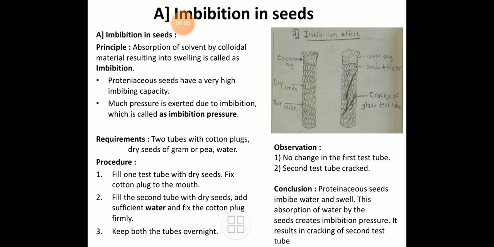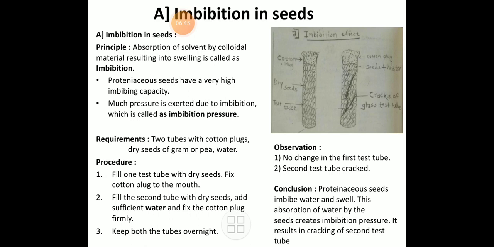In the sense, seeds plus water: the solvent is absorbed by the colloidal seeds, and the seeds start swelling, and that swelling creates pressure. That process is known as imbibition. The solvent absorbed by the colloidal material results in swelling, and that process is known as imbibition, isn't it? The seeds absorb the solvent, resulting in swelling, which is called imbibition.